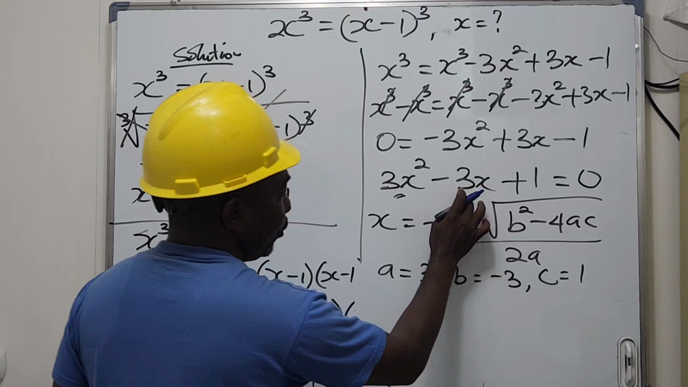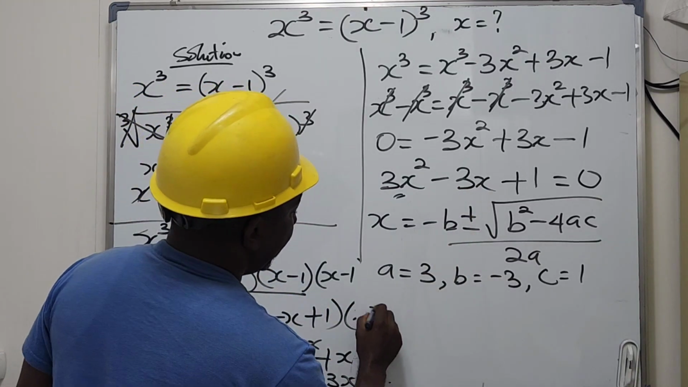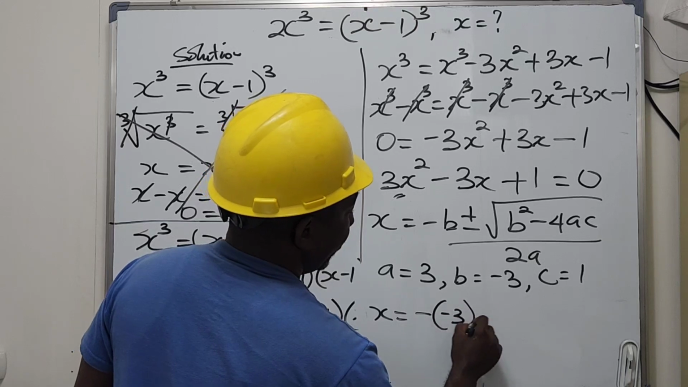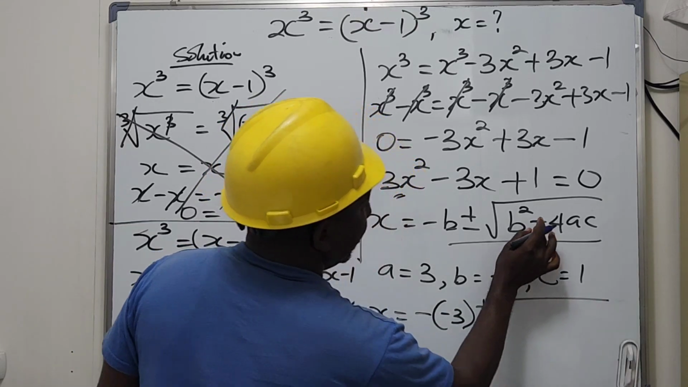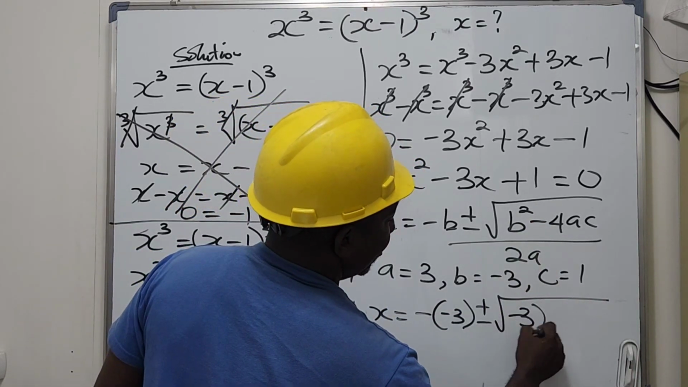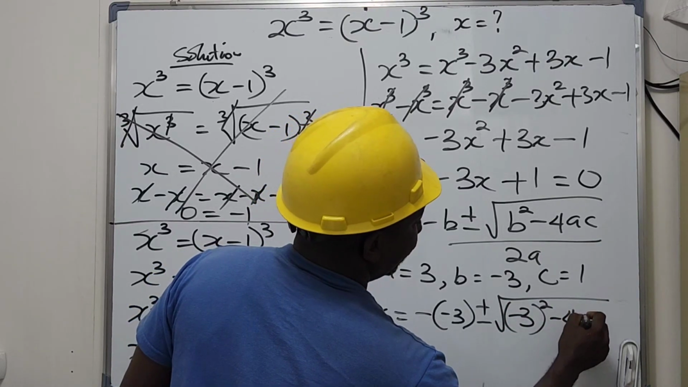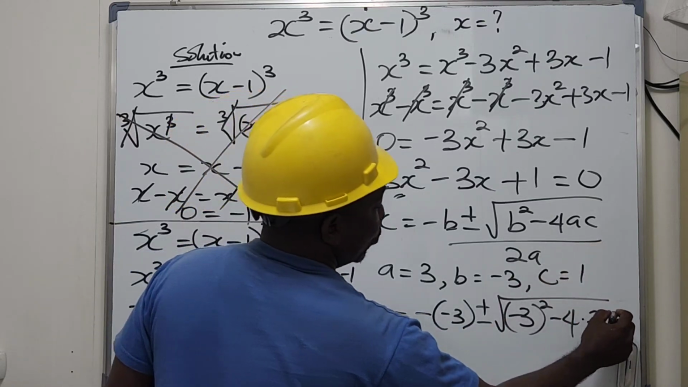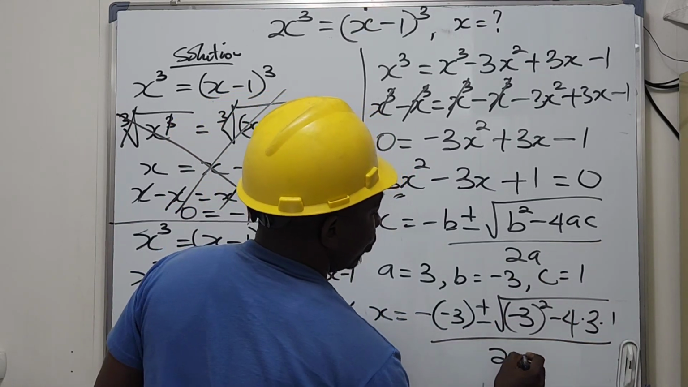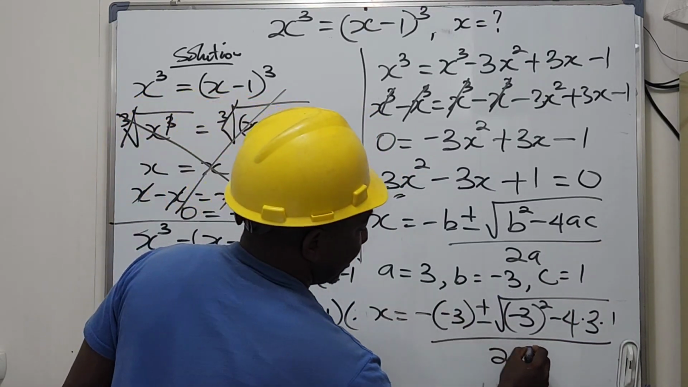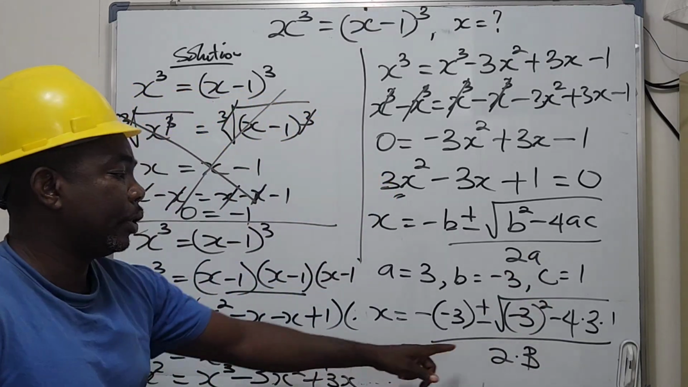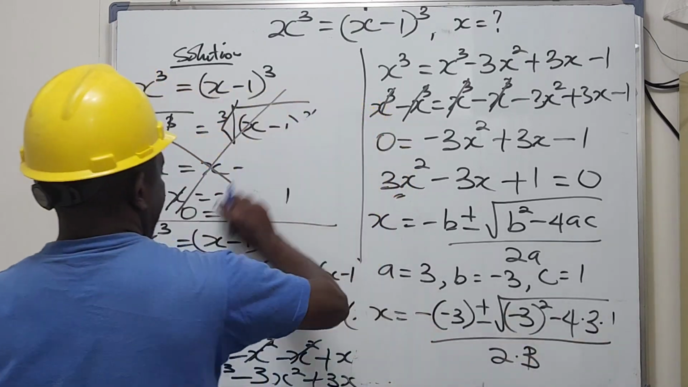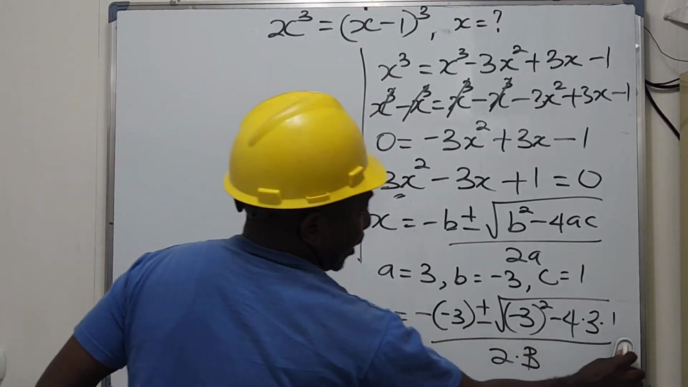Substituting these parameters into the quadratic formula, we have the value of x equals to minus b, which is minus into minus 3. We have plus or minus square root of b to the power of 2, which is the same thing as minus 3 to the power of 2, minus 4 times a. Our a is 3, times c. Our c is 1, all over 2 times a, which is 2 times 3. So in this case, we are going to evaluate that. Before we do that, we need to clean here for us to have a clearer view.